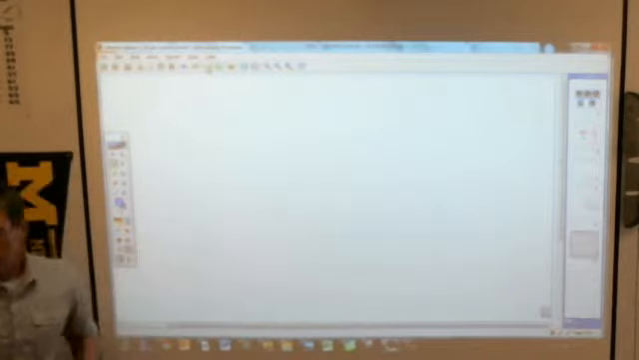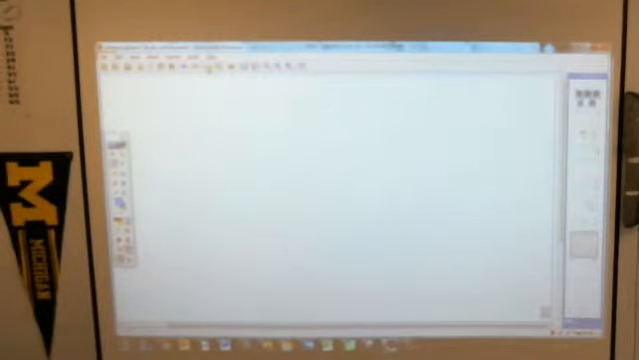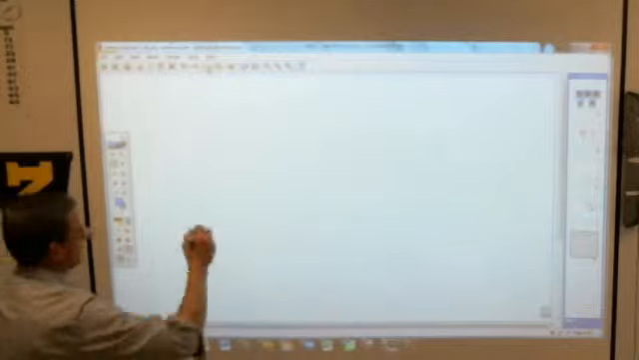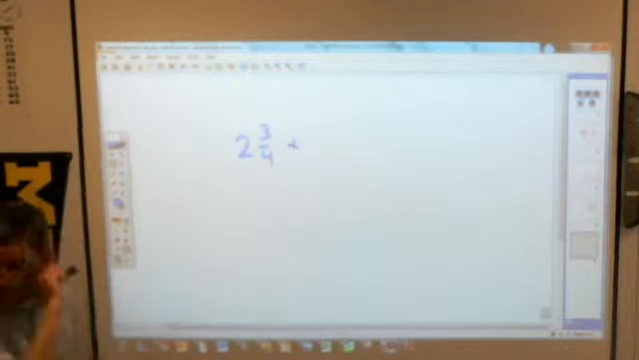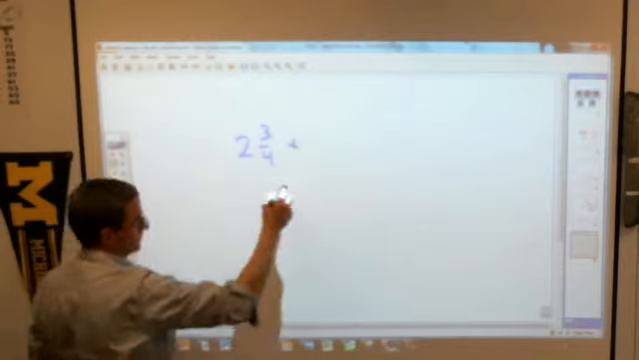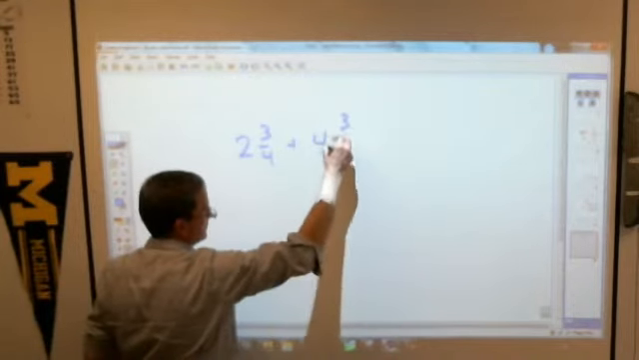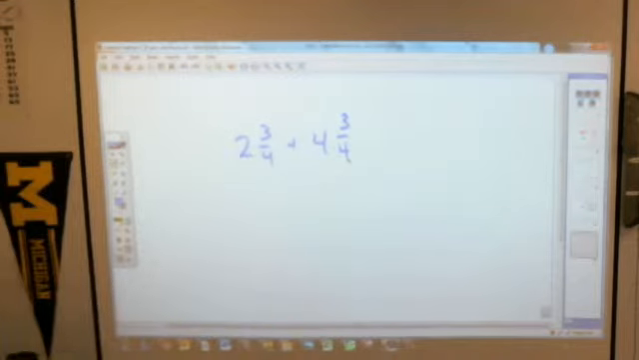Let's do another one, because I can tell you're fantastically excited about that. 2 and 3/4 plus 4 and 3/4. Tell you what, I will give you a chance to do that before we do it together. See if you get the same answer I do. What is 2 and 3/4 plus 4 and 3/4? See if we agree after all is said and done.